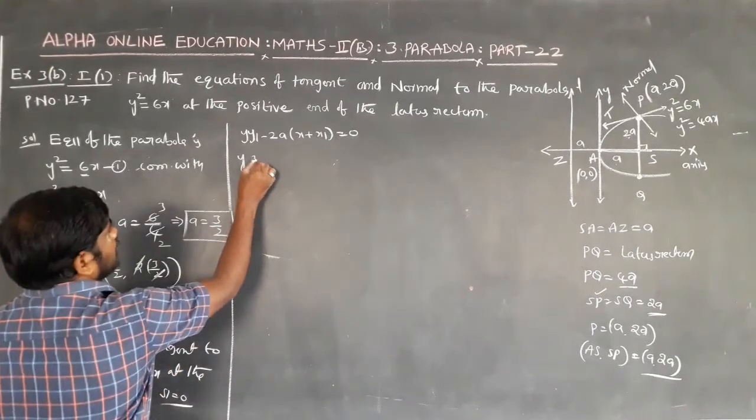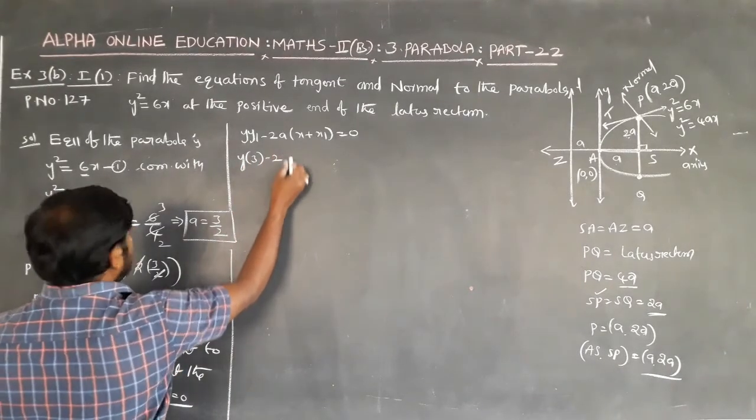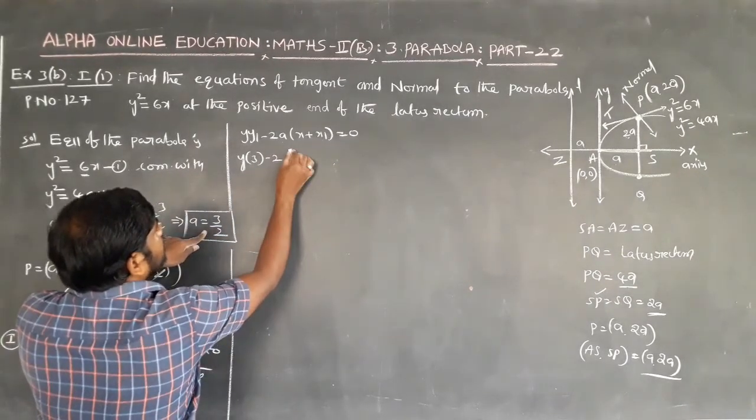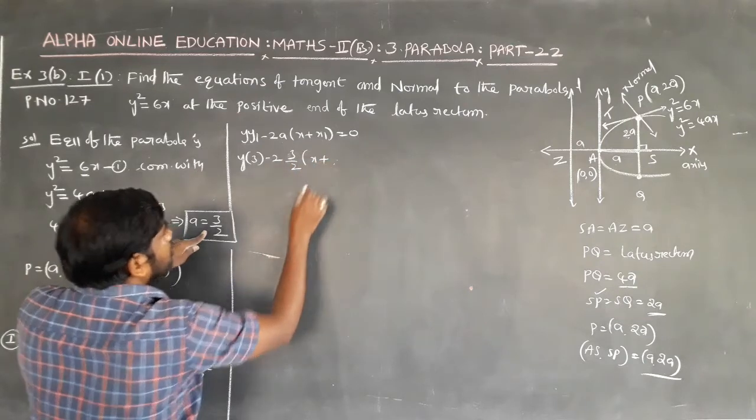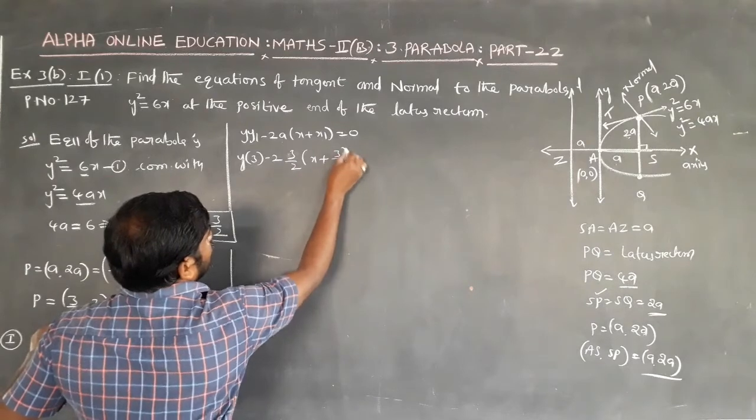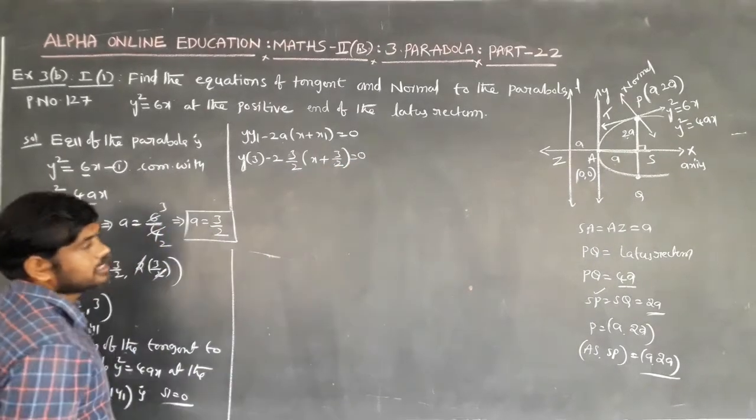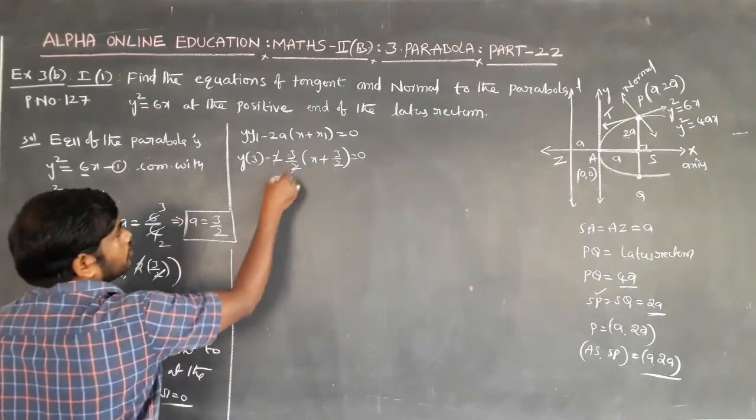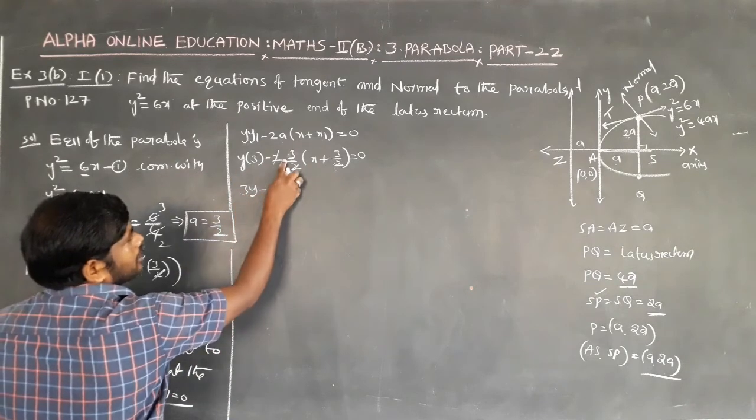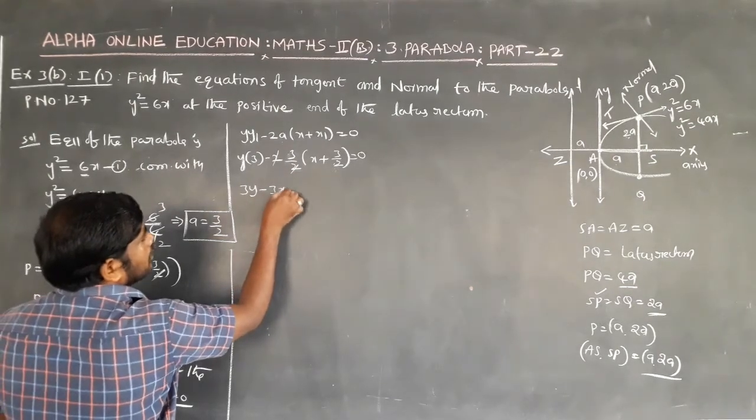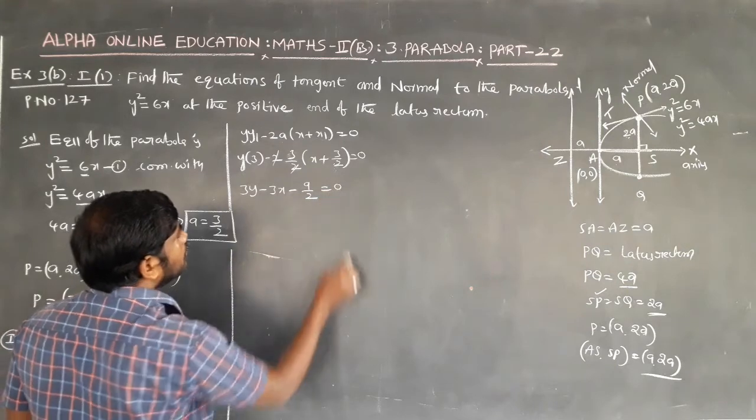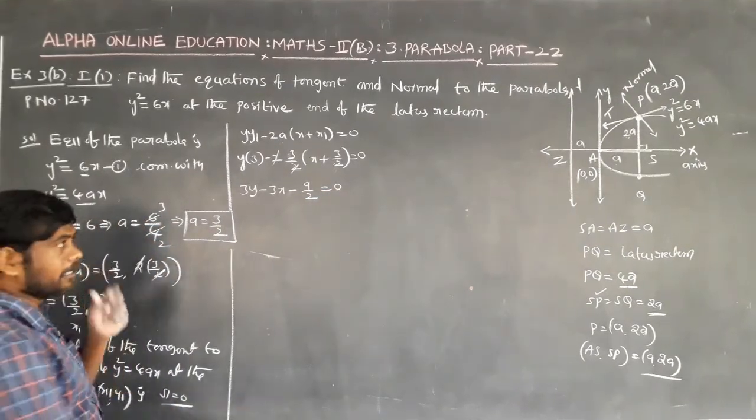y1, 3 minus 2a. a is equal to 3 by 2. x plus x1, x1 is equal to 3 by 2, is equal to 0. 2 cancel. y into 3, 3y minus 3 into x, 3x minus 3 threes are 9 by 2 is equal to 0.